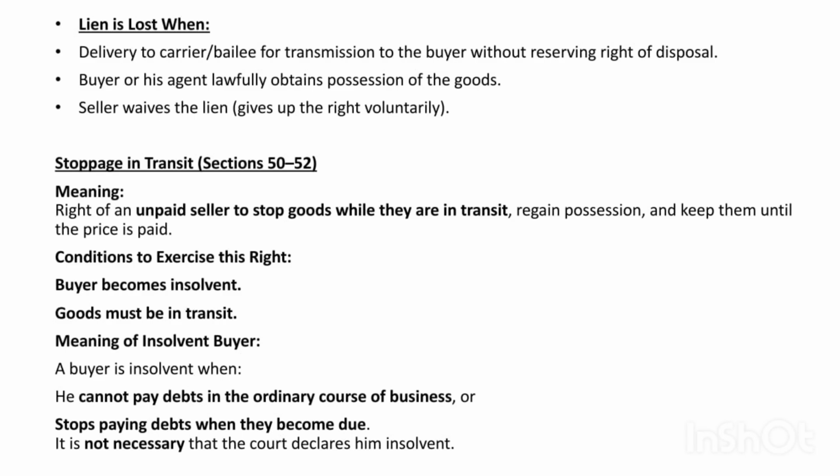So once lien is lost, the seller must use the next right, that is stoppage in transit. Stoppage in transit means the right of an unpaid seller to stop goods while they are in transit, regain possession and keep them until the price is paid. So think of it as an extended lien. Lien works when goods are with the seller. Stoppage works when goods have left the seller but not reached the buyer.